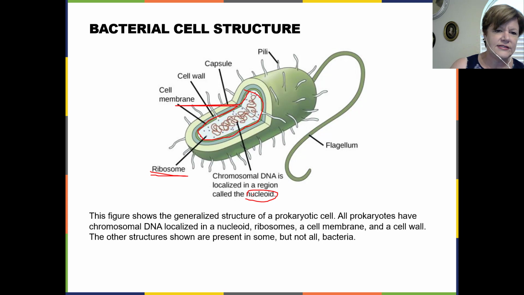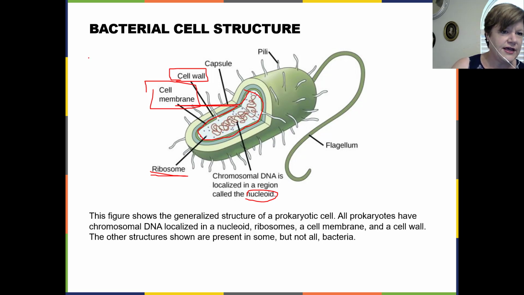And then just outside of the cell membrane, we have a cell wall. Now the cell wall is not made of cellulose or chitin, because remember, cellulose makes plant cell walls and chitin makes fungus cell walls, but those are carbohydrates, and the cell wall of bacteria is also a carbohydrate.